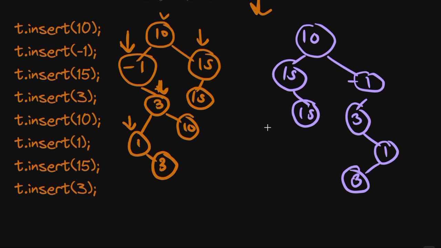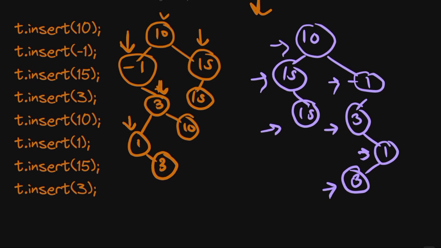So in order would give me something like 15, then 15, then 10, then the left 3, then the right again 3, then 1, then -1. Yes, 15, 15, 10. Okay, this gives the sorted elements in descending order, not in ascending. So this is how we can swap.